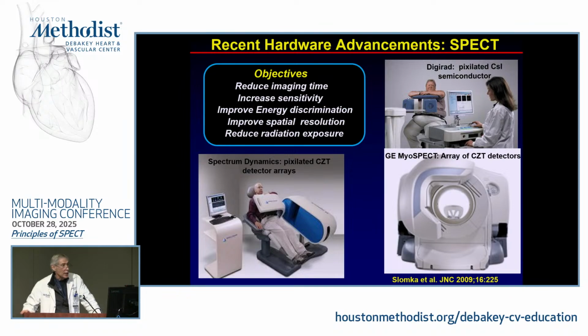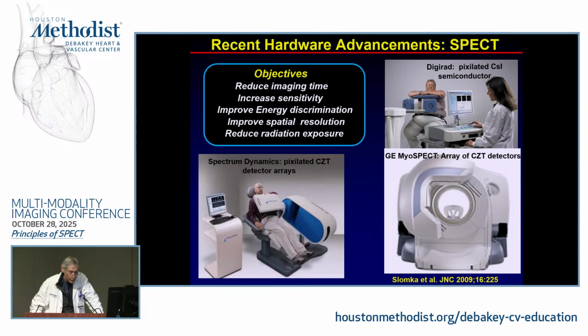Now, recently, there have been nice innovations in terms of what kind of SPECT cameras we have. The objectives of all of these new CZT and cesium iodide crystal detectors is first of all to reduce imaging time, because that leads to less patient motion, etc. To improve sensitivity, to get more counts per second, so we get better imaging. To improve energy discrimination, so that we accept less of the bad photons, and thereby improve spatial resolution, and also to reduce radiation exposure.